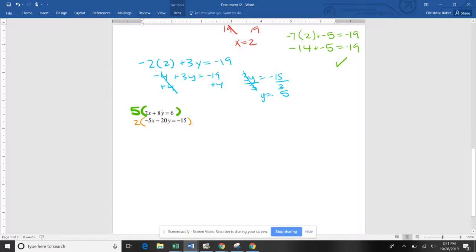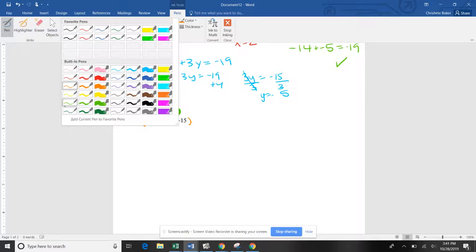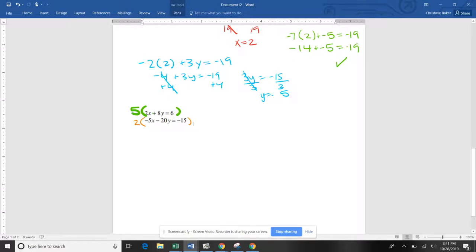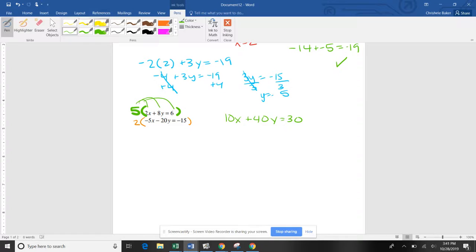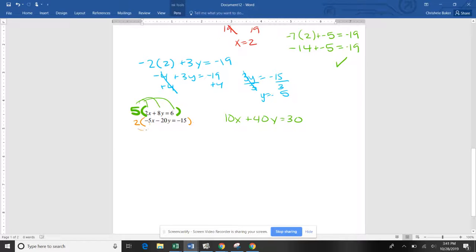Now, that's not the only option. I could do whatever I need to do in order to get these to cancel out. So this is going to give me a positive 10x plus 40y equals 30. Distributing that 5 everywhere to all three. Then if I distribute here, I'd get negative 10x minus 40y equals negative 30.